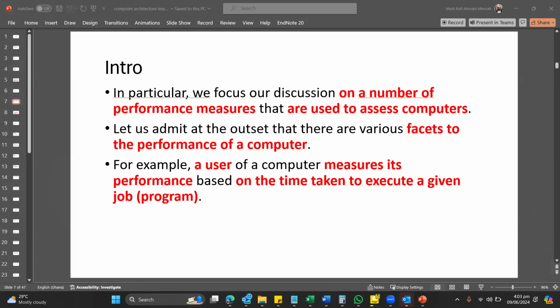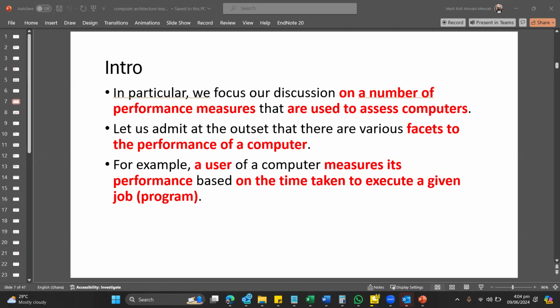So in this class, we are going to focus on a number of performance measures that are used to express or to assess computers. Now, a user of a particular computer can measure performance based on the time it takes to execute a given job. So if I tell you, click on this application on your computer, the time it takes for the application to load fully and appear on your screen, to me, that is performance.